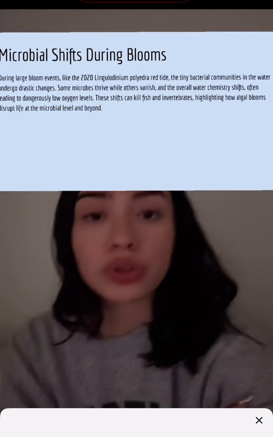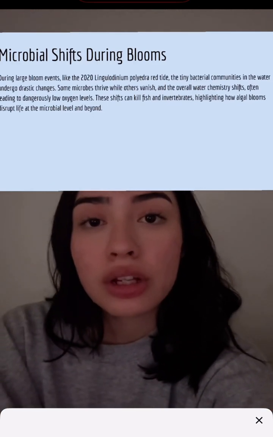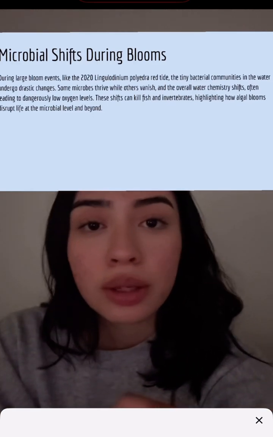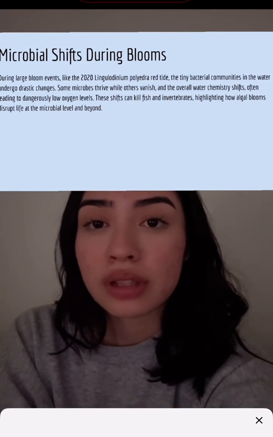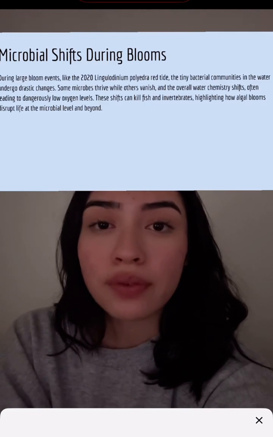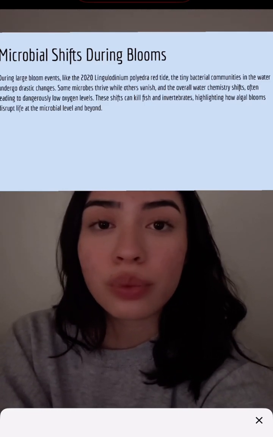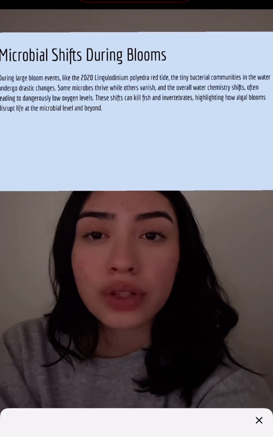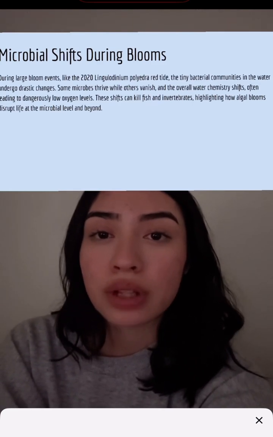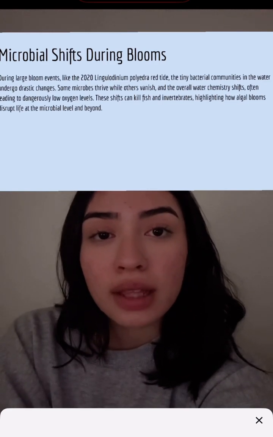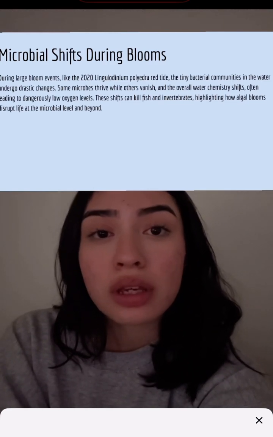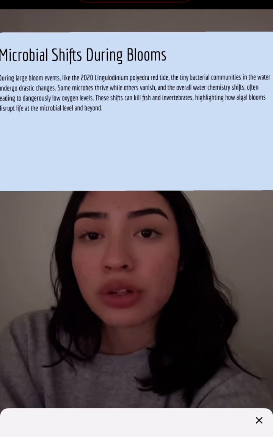Microbial shifts during blooms. During large bloom events, the tiny bacterial communities in the water undergo drastic changes. Some microbes thrive while others vanish, and the overall water chemistry shifts, often leading to dangerously low oxygen levels. These shifts can kill fish and vertebrates, highlighting how algal blooms disrupt life at the microbial level and beyond.